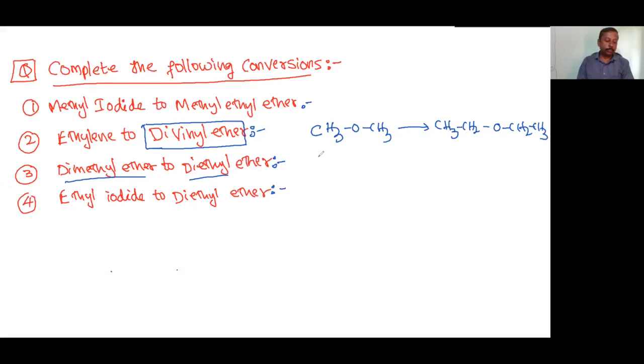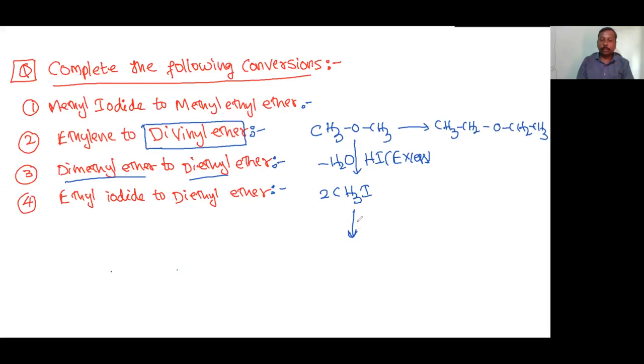Okay. So first what we will do, we will carry out the reaction with HI. So excess HI will give you the H2O and iodine will be substituted. 2 moles of CH3 iodine and minus H2O will be there. Okay. So for Wood's reaction, what to be written on the arrow?